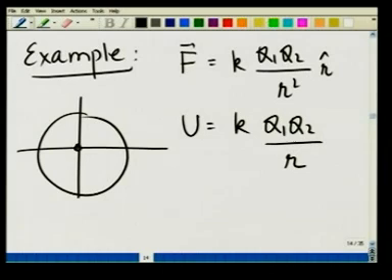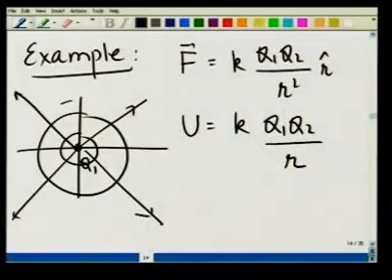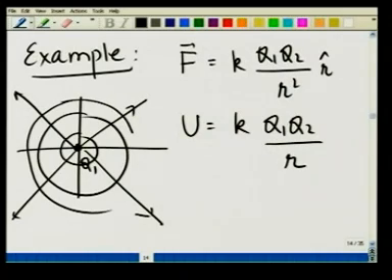If charge q1 is here, then the force I know on q2 is going to be radially out, and you also know that potential energy goes down as I go farther and farther away. And also, since this is radially out, it is always perpendicular to the constant energy surface. You should work out more examples like this to get a feel for the gradient.